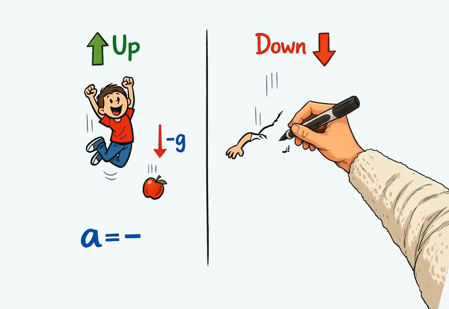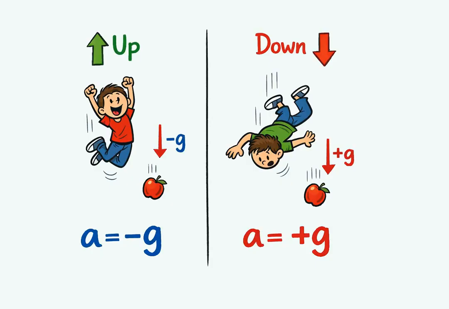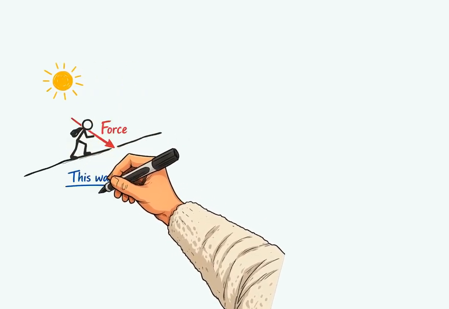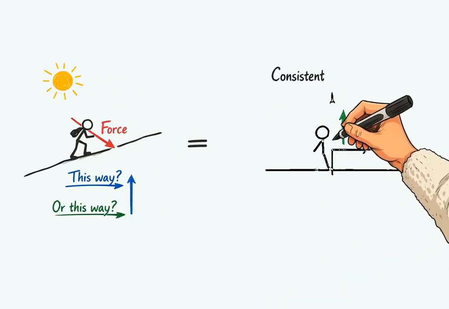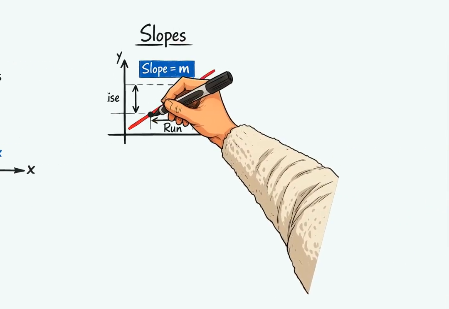If you choose up as positive, then a equals negative g. If you choose down as positive, then a equals plus g. The physics doesn't change, only your bookkeeping, and that's the point. A consistent coordinate system turns direction into algebra so you can calculate without guessing.